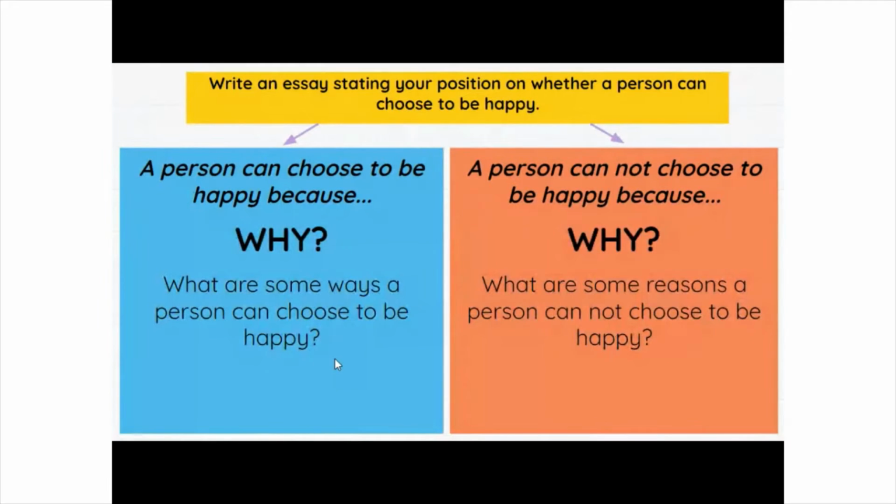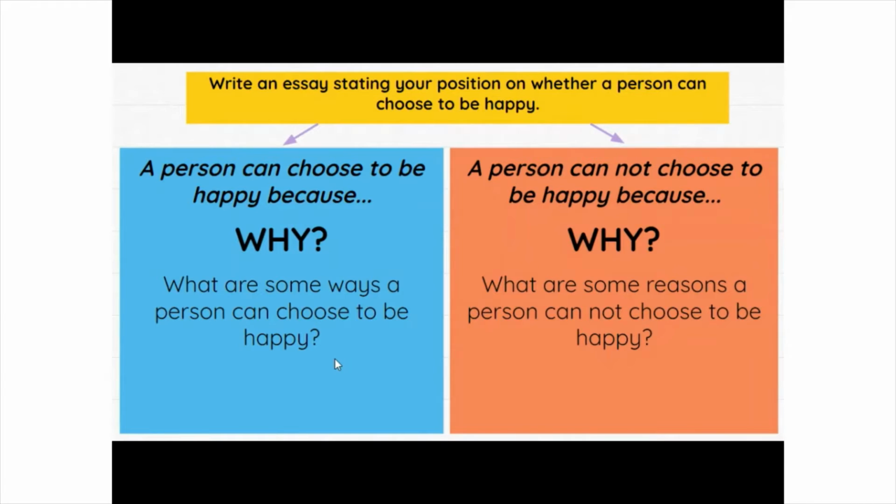So what we highly, highly recommend is once you read the prompt, split it up. Make it a little T-chart on your screen or on a sheet of paper and break it down. So write an essay stating your position on whether a person can choose to be happy. So I know one side is people can choose to be happy, or people cannot choose to be happy. And before I choose a side, I'm going to list out all the different reasons why some people can be happy and some people cannot choose to be happy. And based off of that, I will make a decision.